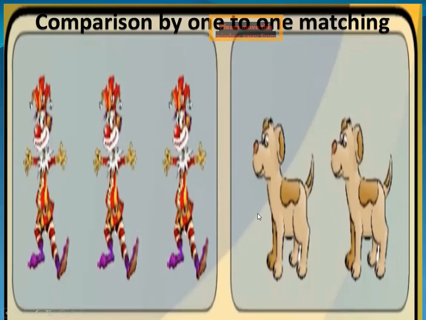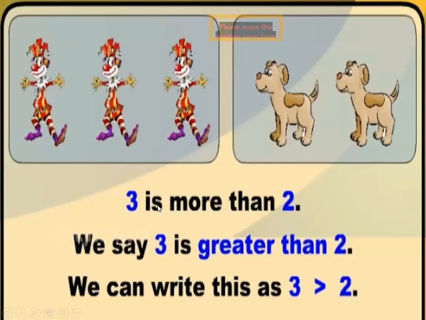So three is more than two. The number three shows the quantity of the jokers. We counted one, two, three. This number three shows the quantity of the jokers is more than two, and this two shows the number of dogs. Okay, how many dogs? Two. One, two. So two dogs.